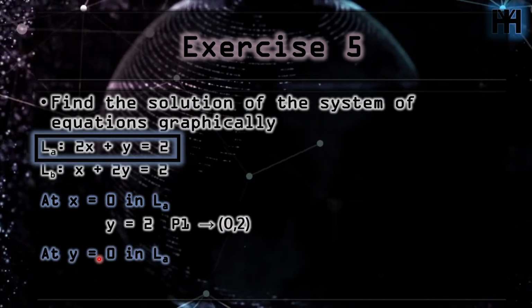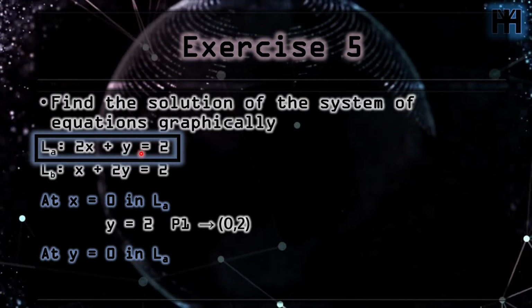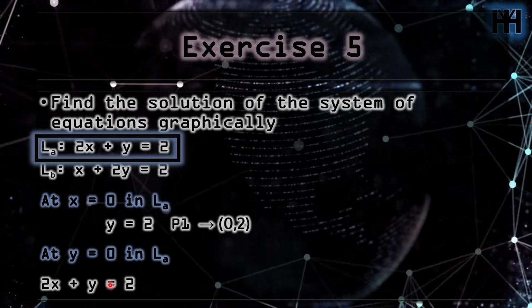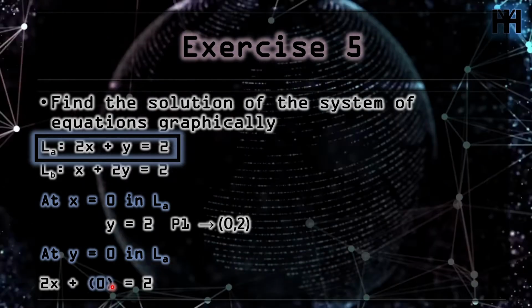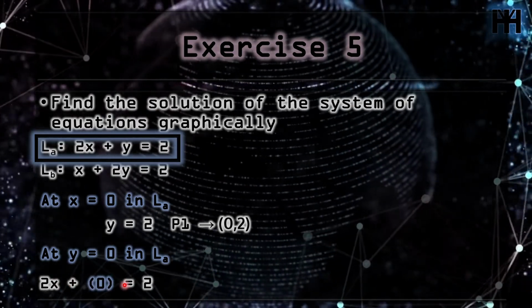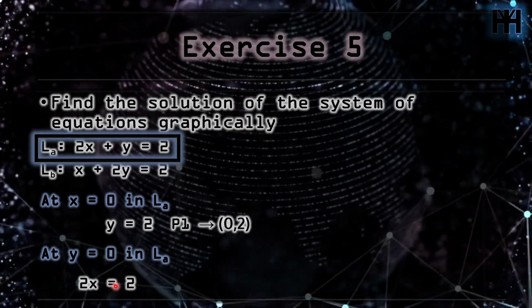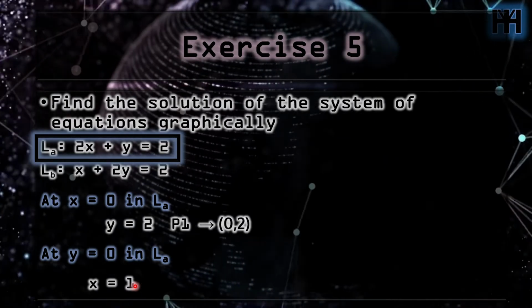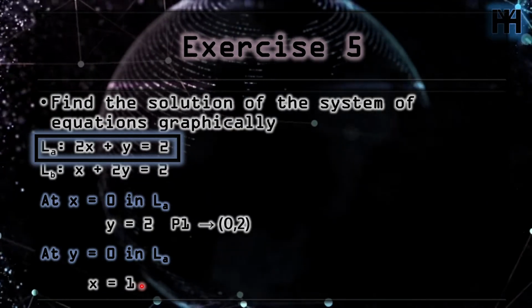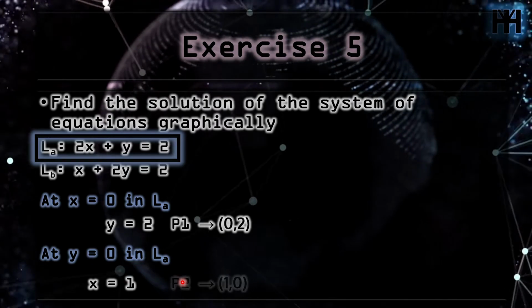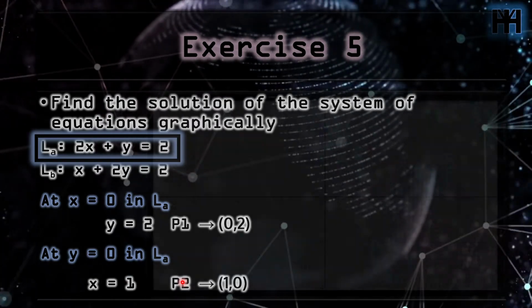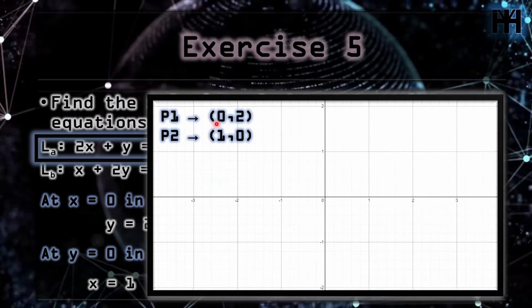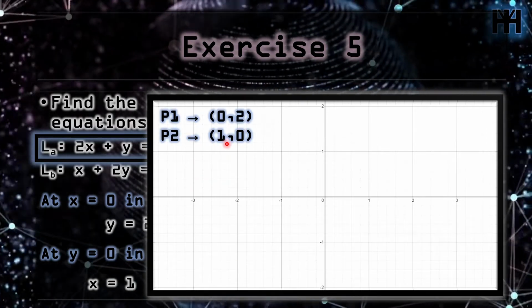So we take y equals 0 in LA. Let's see what will happen at y equals 0. We have 2x plus y equals 2. We put y as 0, so 2x plus 0 equals 2, so 2x equals 2. Divide by 2: 2 over 2, so x will be equal to 1. So the other point is (1, 0). Okay, now we are ready to draw the first line. We have point 1, (0, 2), and point 2, (1, 0).